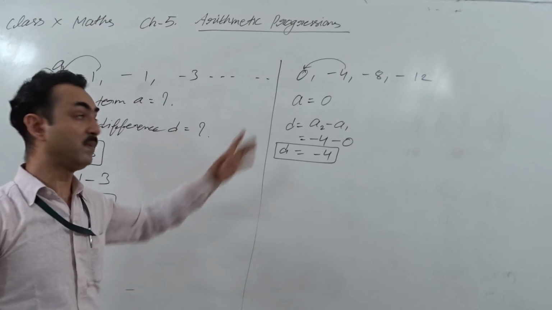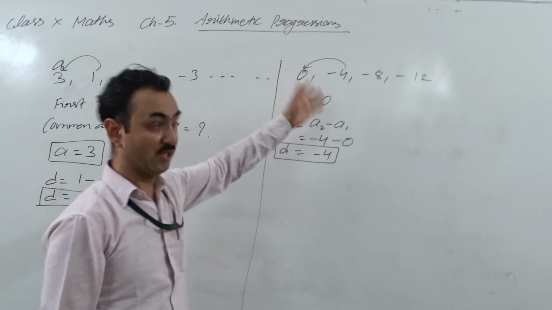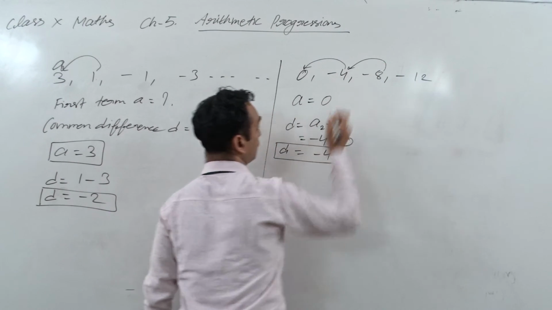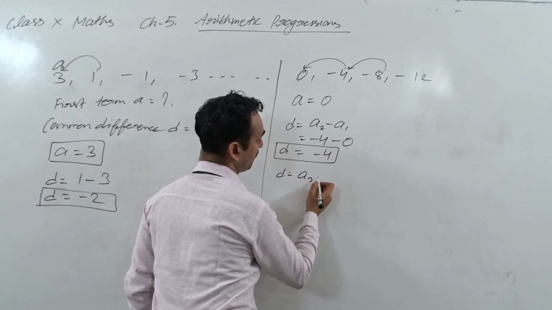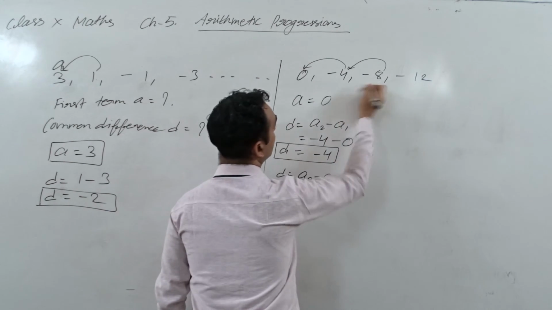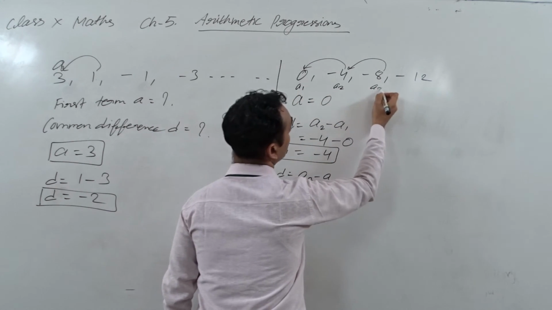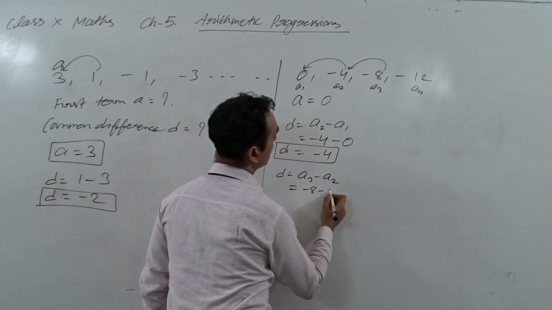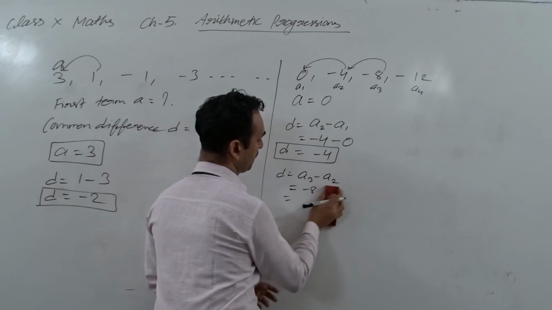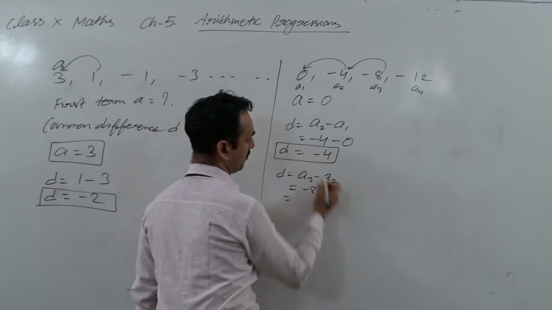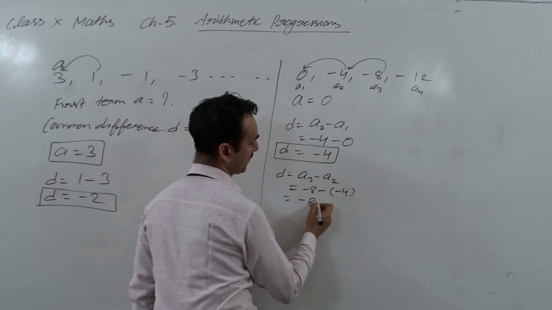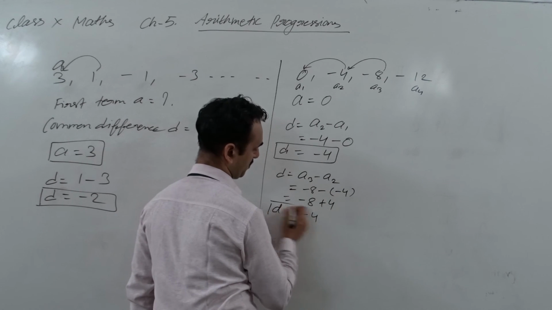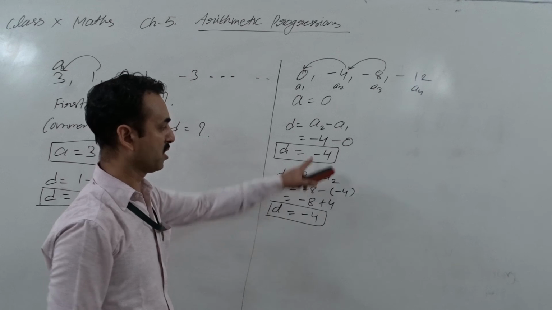So when will it be an AP? When we check for each next number. Now we'll find this one: D is equal to A3 minus A2. This is A1, A2, A3, A4. So A3 is minus 8, minus of minus 4, so minus 8 plus 4. This will be minus 4. So D again we can see is minus 4, the same.